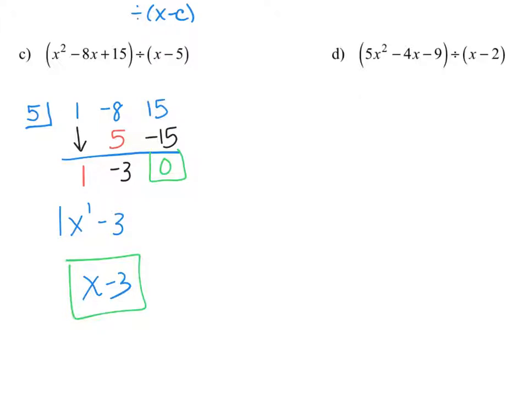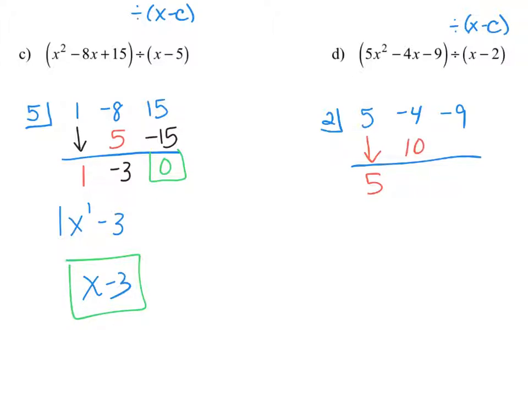For example D, we're taking the polynomial 5x squared minus 4x minus 9 and dividing by x minus 2. Since we're dividing by an x minus c, or x minus 2, the number that goes in the box is a positive 2. The coefficients are 5, negative 4, and negative 9. We bring down the first coefficient of 5. Whatever's below the line, we're going to multiply by what's in the box. 5 times 2 is 10.